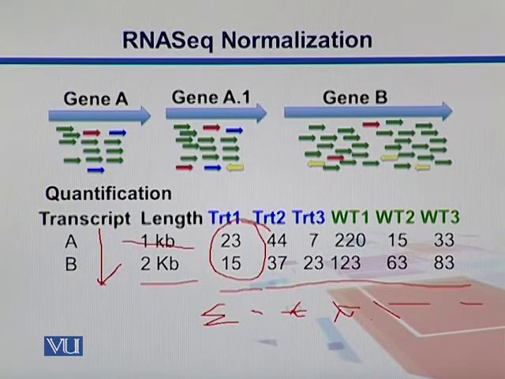If we are comparing the same gene across different treatments, for example, gene 1 in treatment versus wild type, we need to take into account that these numbers 23, 44 and 7 and these 220, 15 and 33 are coming from different pools of reads. Sequencers have lanes, and lanes might have variability in producing the overall number of reads. If more reads are produced within a lane, more reads will be assigned to those genes. So we need to take into account both these factors while normalizing our data.